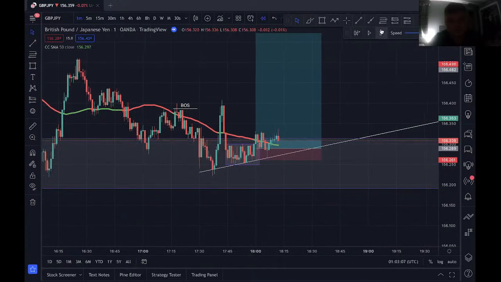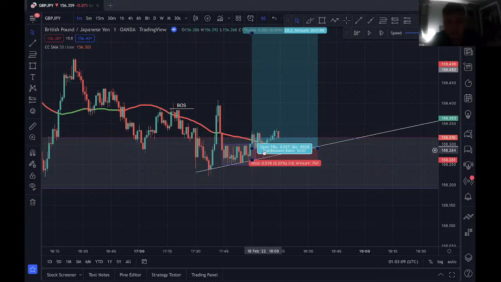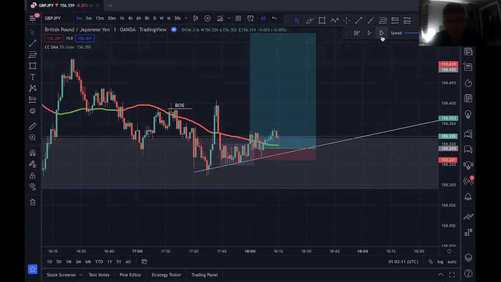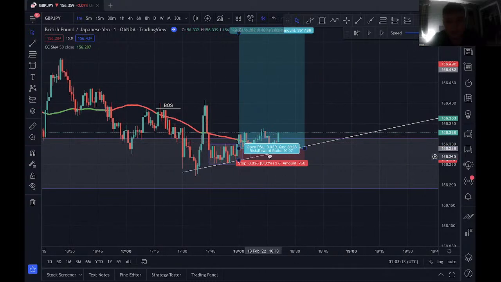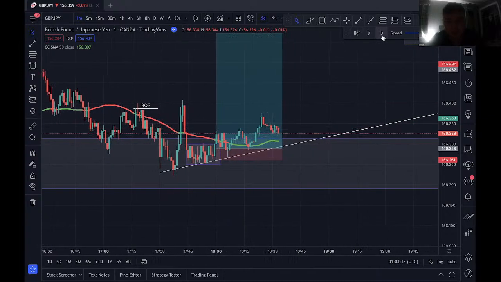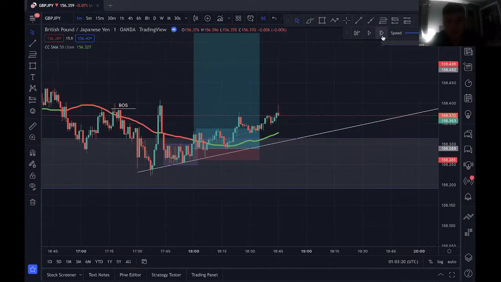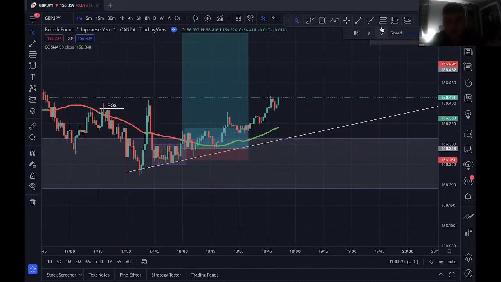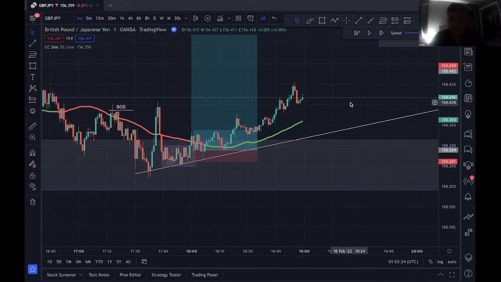See what price does. That's another entry for me that I could have taken. Price comes down, retests it again, not being stopped out, just waiting to see what price does here. Still pushing up, TP1's been hit. Zoom out now.